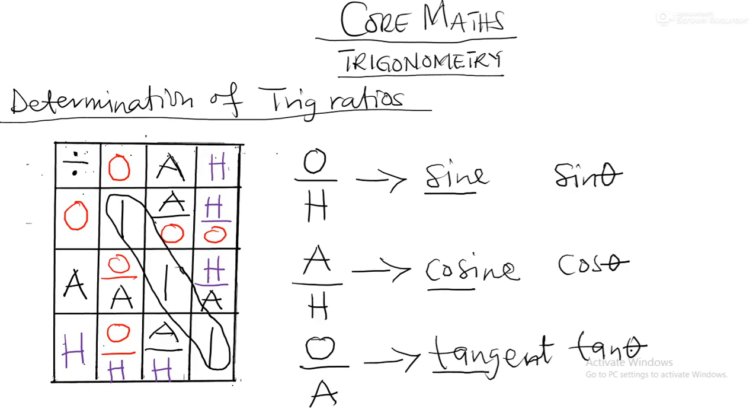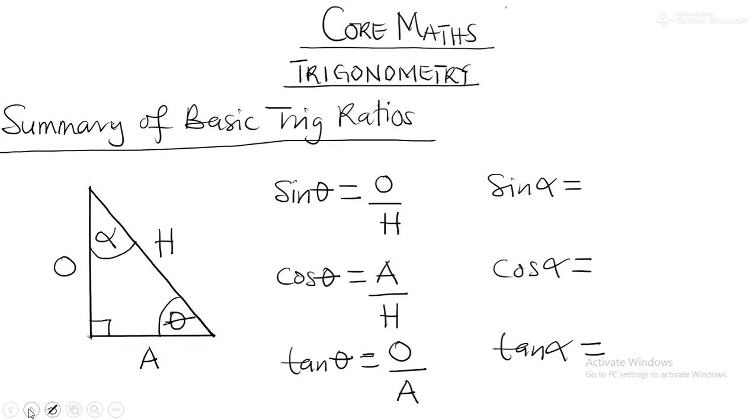Good. So now that we've determined the trig ratios, let's summarize it all. Let's look at the summary of the basic trig ratios. If this is a right angle triangle, with this side being theta and this side being alpha, we have two reference angles here. So if this is the opposite, then this is our reference angle.